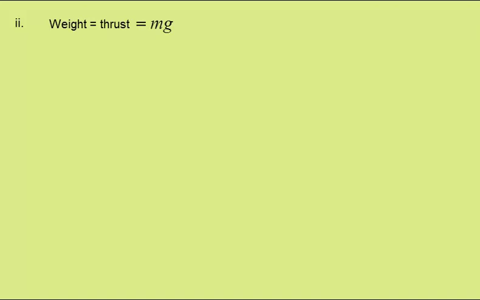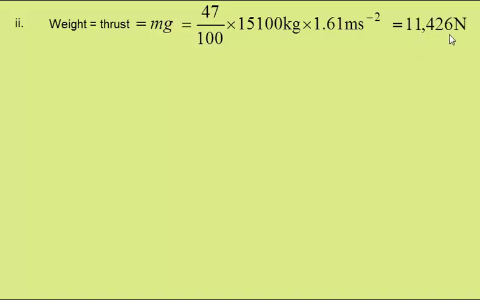Weight is mass times gravitational field strength, and we have 47% of what the original mass was at 15100 kilograms, times the acceleration due to gravity given in the question at 1.61 meters per second squared, giving a value of 11426 newtons, or 11,000 newtons to two significant figures.